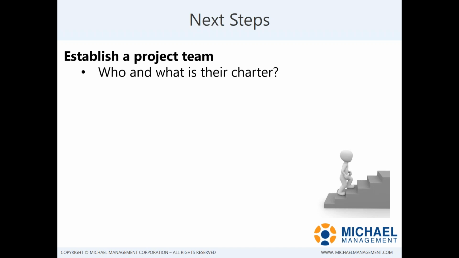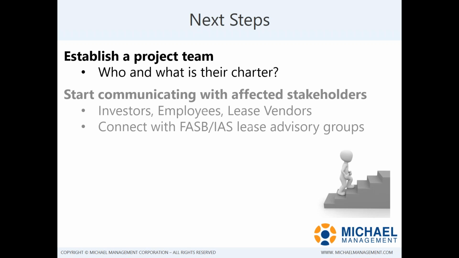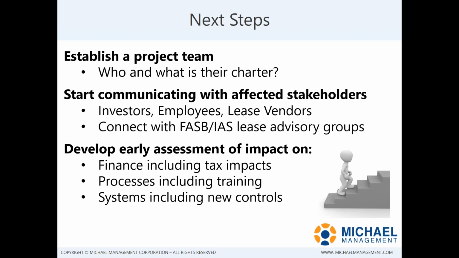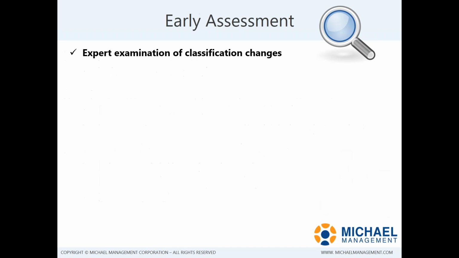So what you need is a project team and a clearly defined charter. You need to start talking to your investors, employees, and lease vendors. Talk to the advisory groups in FASB and internationally about application of this standard. Understand what the impact is from a tax perspective. Understand what the impact is from a process perspective, where you're going to need new training. And particularly look at your systems. What new systems are you going to need? And you will need some new systems, and that means some new controls.